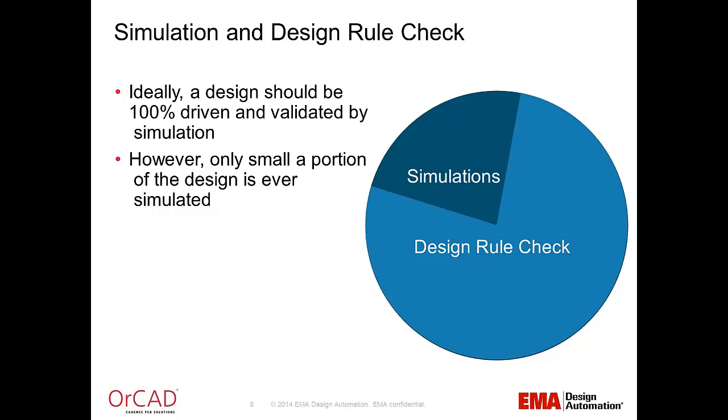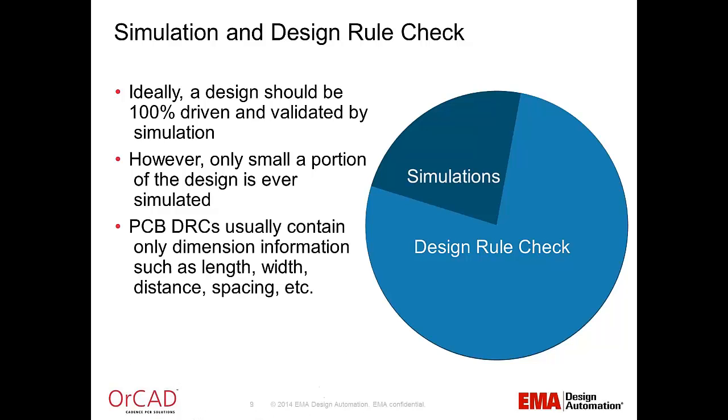In reality, though, that's not practical, so you really want to focus on certain signals or certain areas of the board that you may think need a closer look, and so it's just a small subset of the overall design. And typically, PCB design rule checks are used in that fashion to determine whether there's any kind of layout issues. But DRCs typically just focus on one-dimensional things such as length, width, distance, spacing, things like that. So it's very limited in what you can do with DRCs.